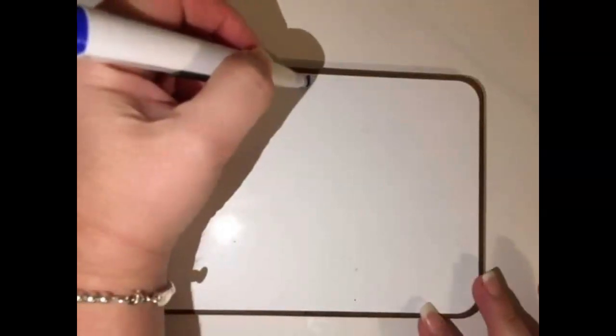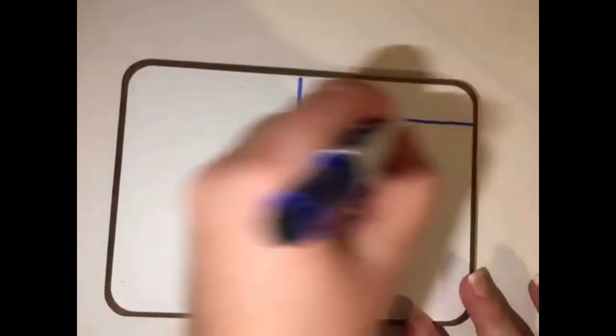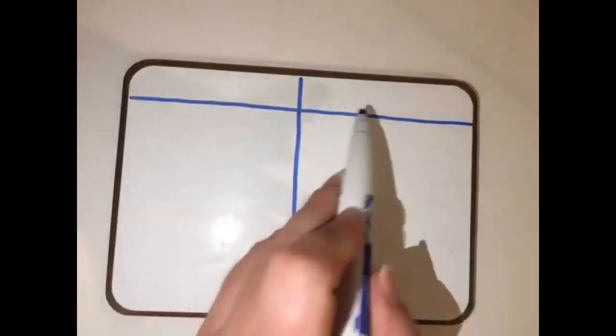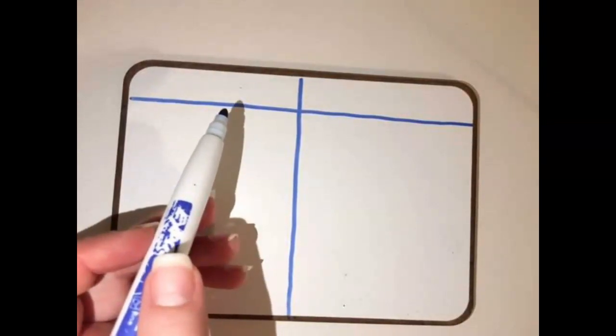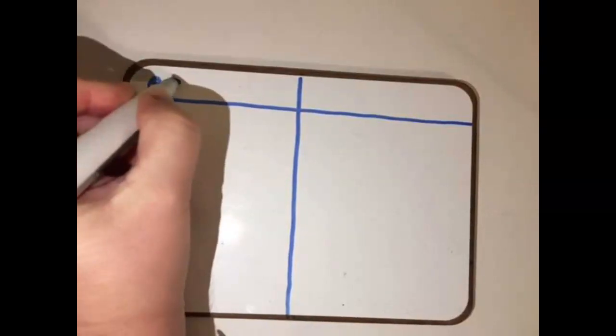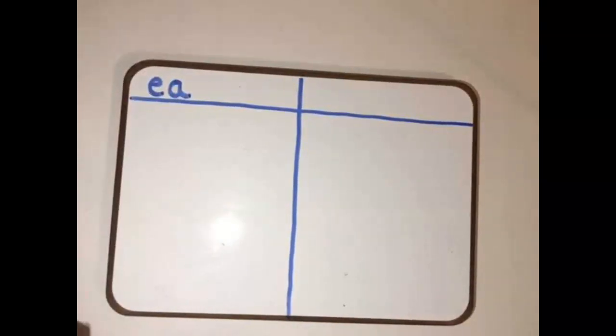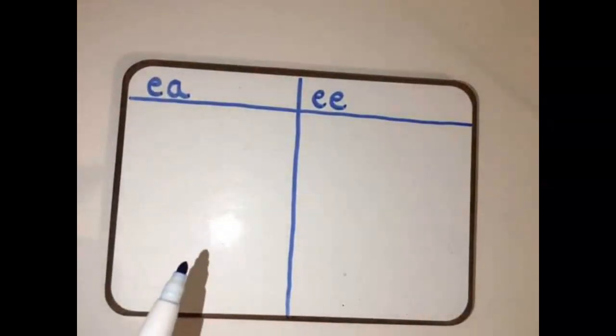All right. We are going to make another T chart. We've been making some T charts here lately. Remember that means that a line goes down the middle and a line goes across near the top to make two little sections to write in. Okay, so go ahead and make your T chart. And then we're going to put EA on one side, and we're going to put EE on the other side. Okay?